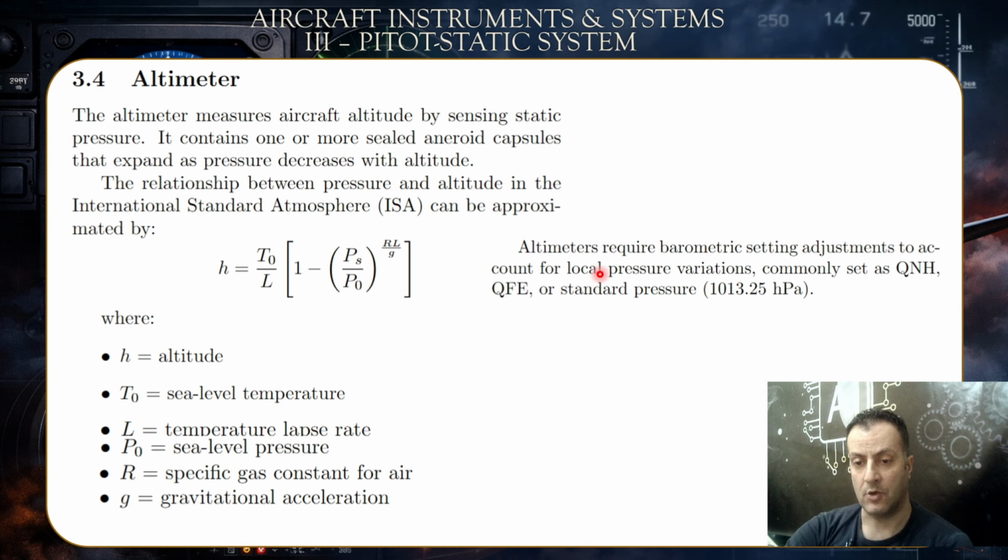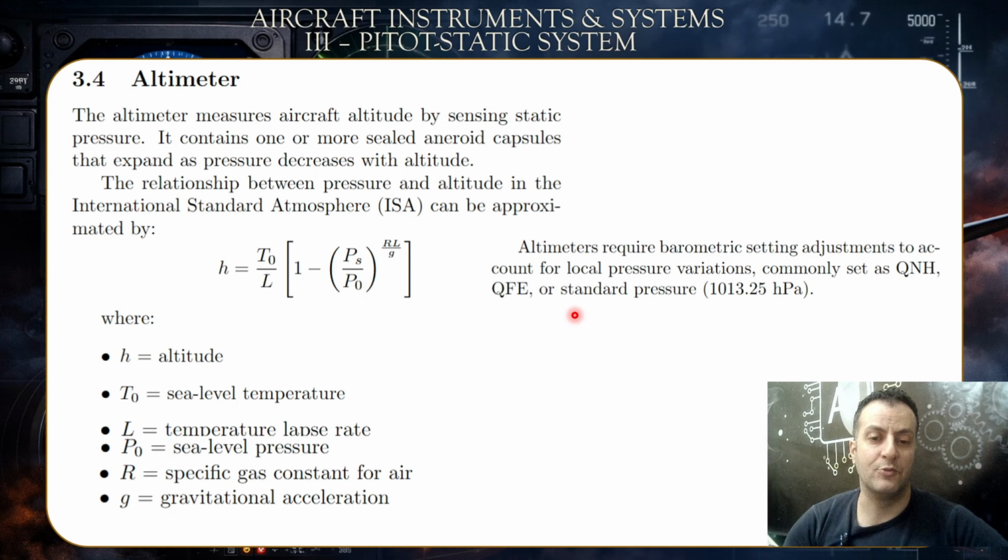So now, altimeters require barometric setting adjustments to account for local pressure variations, commonly set as QNH or QFE or standard pressure, which is 1013.25 hPa. So they need readjustment in order to keep producing accurate measurements.